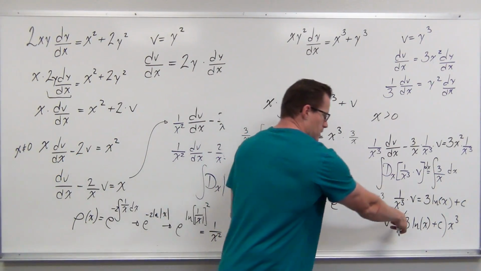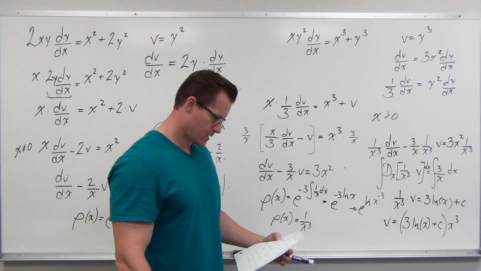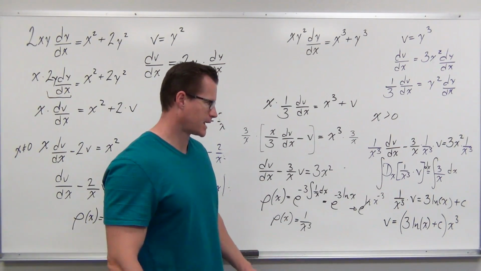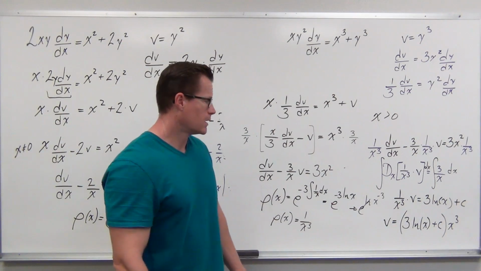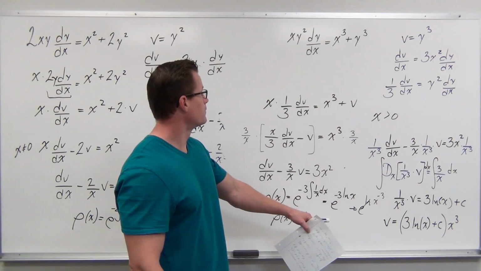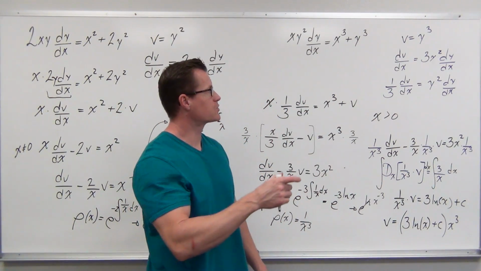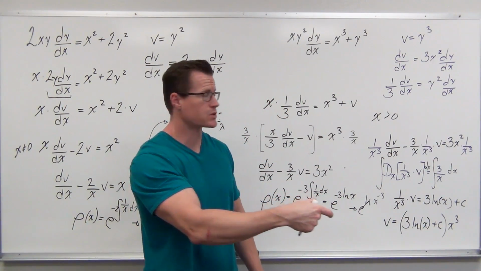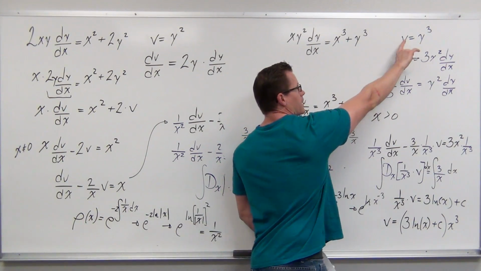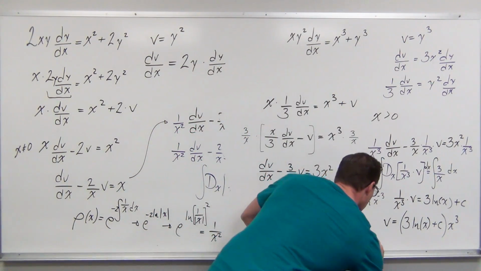Could you take the 3 and make it ln of x cubed? Yeah, you certainly could. Does it matter? It depends. Not really. The only thing that we've got to be concerned about is that what we're going to do here, I think I pointed the wrong thing. What we got to do here is we have to replace the function, the v, with the function of y that we used initially. So we replaced y cubed with v. We're going to now replace v with y cubed.